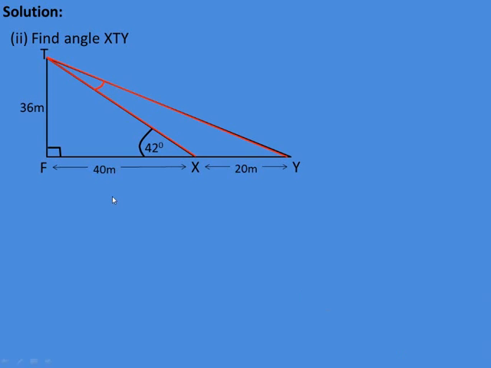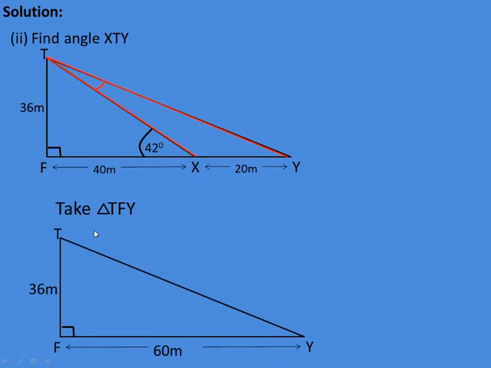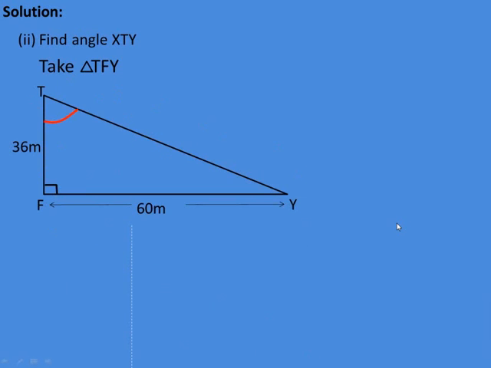And so to do this, what we are going to do is to take triangle TFY, and this is triangle TFY, where we're going to find the overall angle. That's the entire angle here, as it is FTY, and then we are going to use this to find the required angle. So we're going to use this angle here, which is the overall angle, to find the required angle. So here we are.